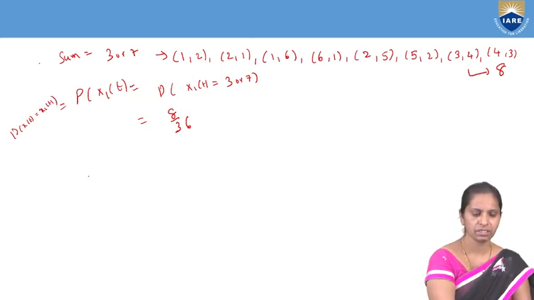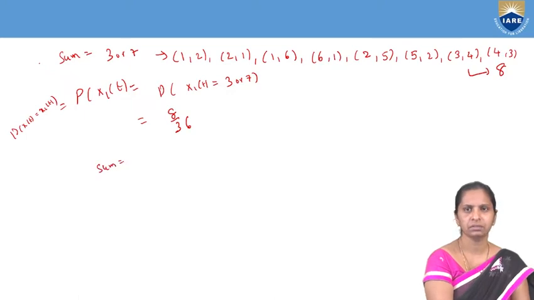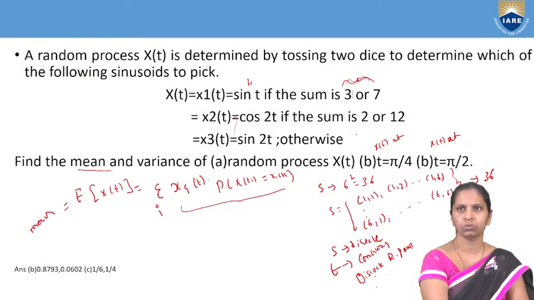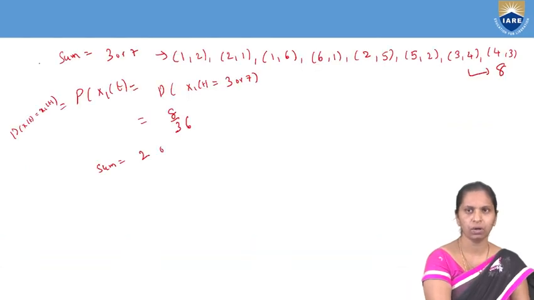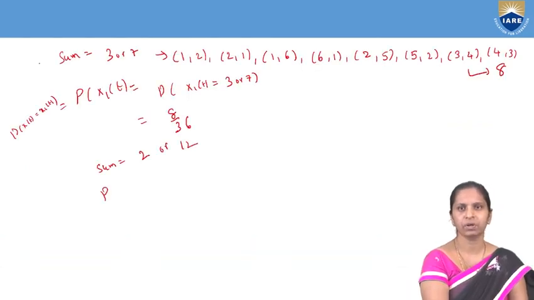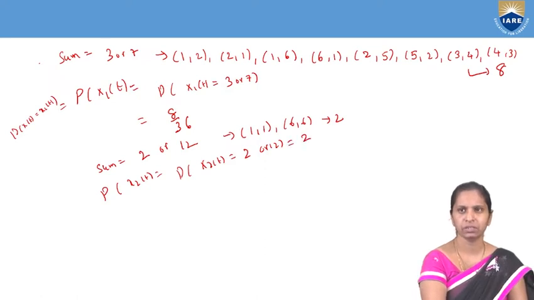And what is the second case? When the sum is, so what they are given? The sum is 2 or 12. So when the sum is 2 or 12, then what is the probability of the random process x2 of t? Nothing but P of x2 of t at sum is 2 or 12. So when I get the sum is 2 or 12, the possibilities are when both dice show 1, when both dice show 6. So totally 2 possibilities out of 36. Then the probability is equal to 2 by 36.